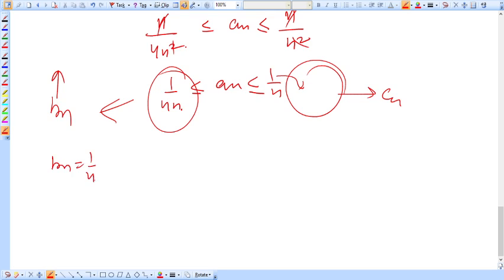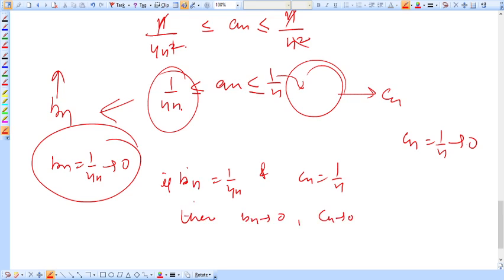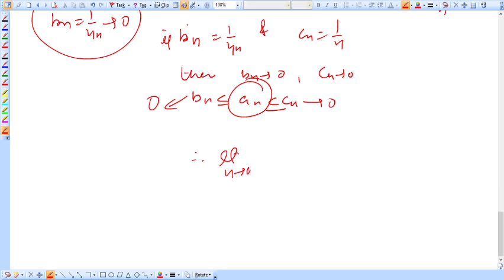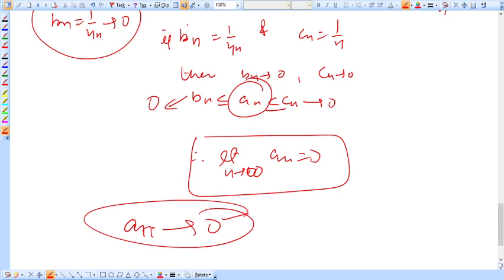So bn equal to 1 by 4n converges to 0, and cn equal to 1 by n converges to again 0, because its limit will be 0. When you put infinity in place of n, 1 by infinity is equal to 0. Also you see an is lying between bn and cn, and bn converges to 0, cn also converges to 0, so therefore an must also converge to 0. So the limit of an as n tends to infinity is equal to 0, or you can say an converges to 0.